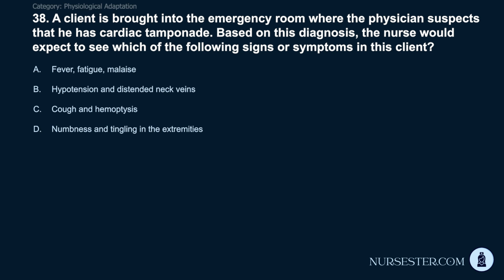38. A client is brought into the emergency room where the physician suspects that he has cardiac tamponade. Based on this diagnosis, the nurse would expect to see which of the following signs or symptoms in this client. A. Fever, fatigue, malaise. B. Hypotension and distended neck veins. C. Cough and hemoptysis. D. Numbness and tingling in the extremities. Correct answer: B. Hypotension and distended neck veins.